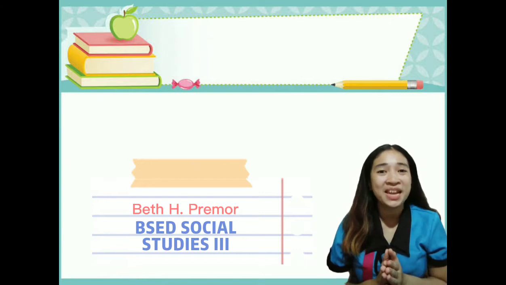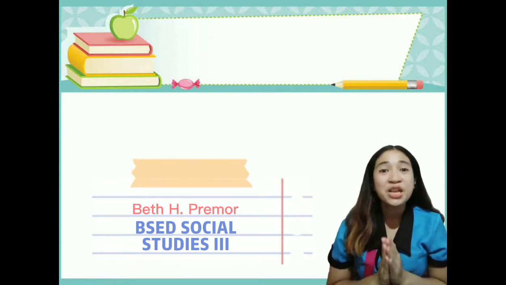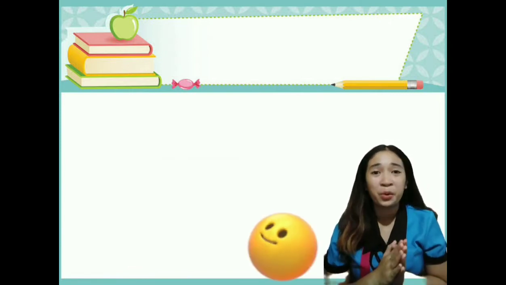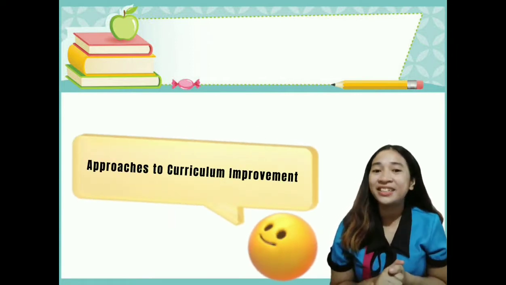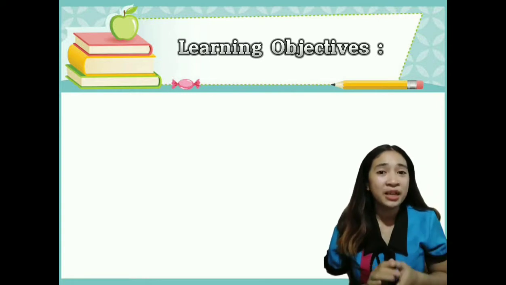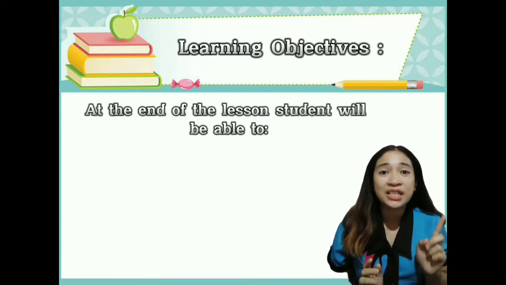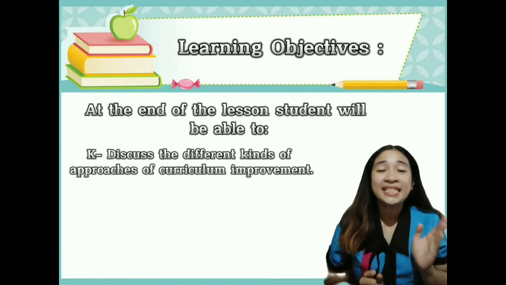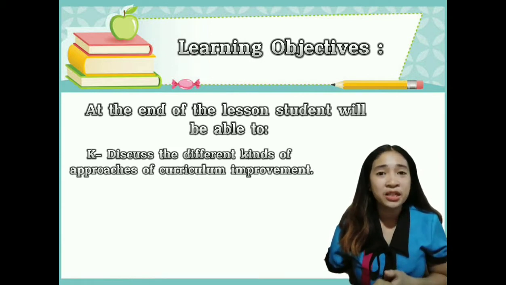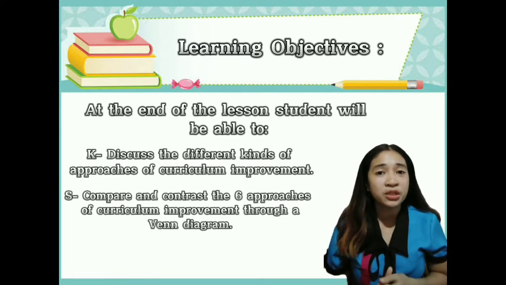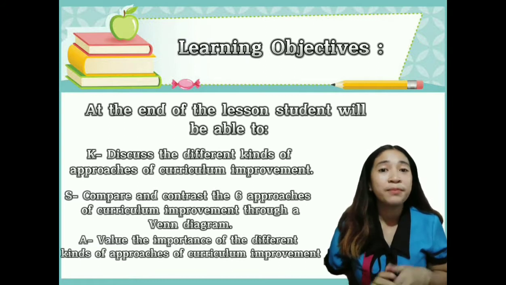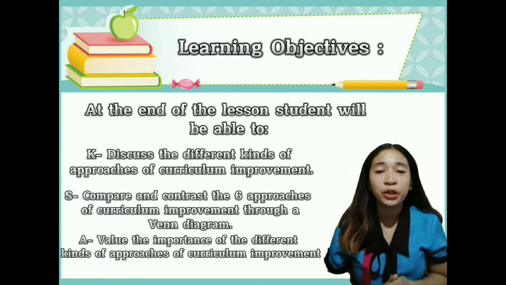This is going to be an amazing and incredible discussion. So we are going to discuss the approaches to curriculum improvement, but before that, let's first know the learning objectives. At the end of the lesson, the students will be able to discuss the different kinds of approaches of curriculum improvement, compare and contrast the 6 approaches of curriculum improvement through a Venn diagram, and lastly, value the importance of the different kinds of approaches of curriculum improvement.